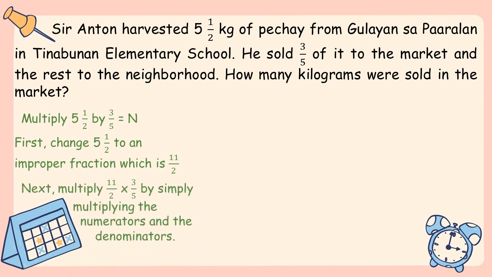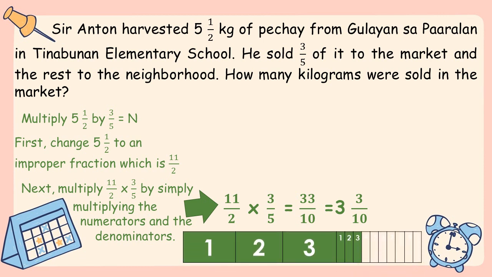Next thing to do is multiply 11 halves times 3/5 by simply multiplying the numerators and the denominators. So we have 11 halves times 3/5. So multiply the numerators first. 11 times 3 is 33 and 2 times 5 is 10. So we got 33/10, and reducing your answer into lowest terms is 3 3/10. You can also illustrate this problem by using a bar model shown on the screen.